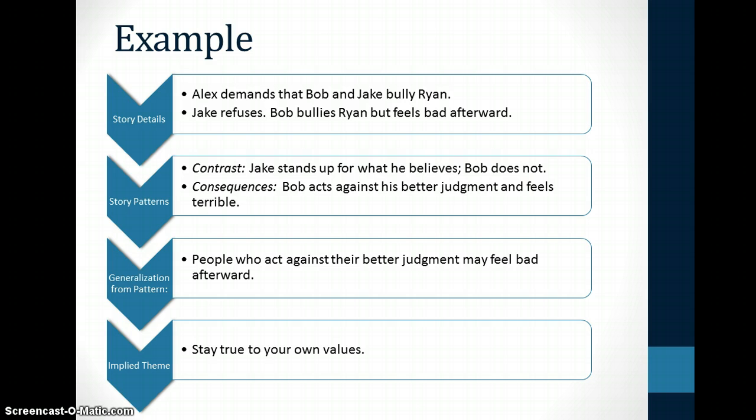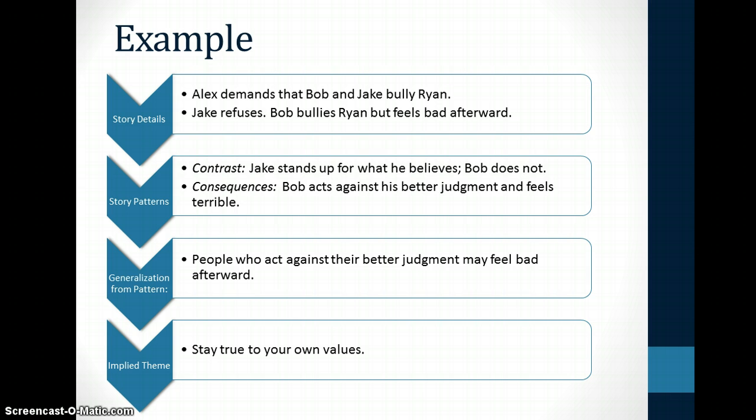We have a story here. It's about Alex, Bob, and Jake, and Ryan. Alex demands that Bob and Jake bully Ryan. Jake refuses. Bob goes ahead and bullies Ryan, but then he feels bad afterward. The story pattern here could be considered a before and after. Okay, let's look at the contrast.